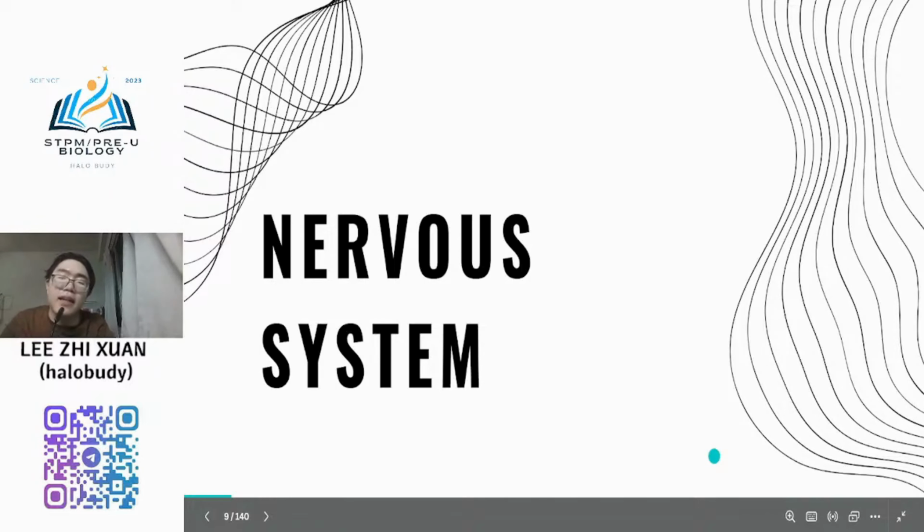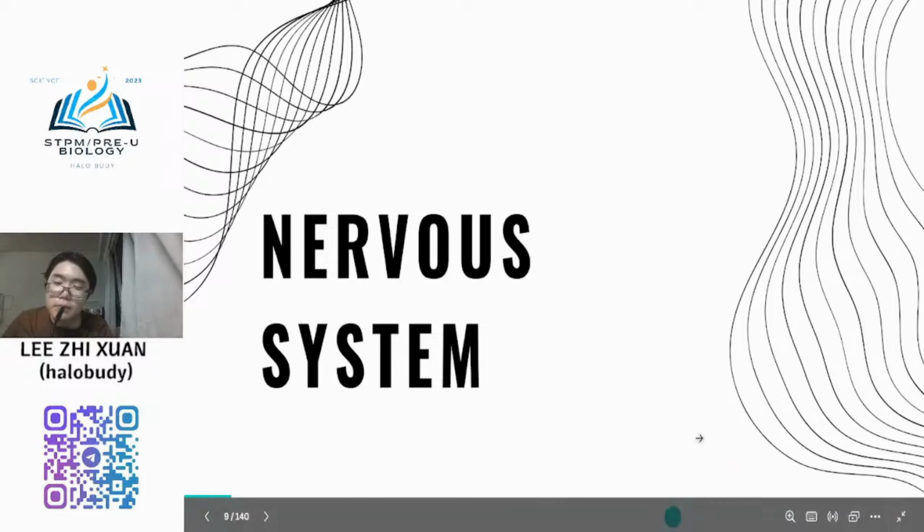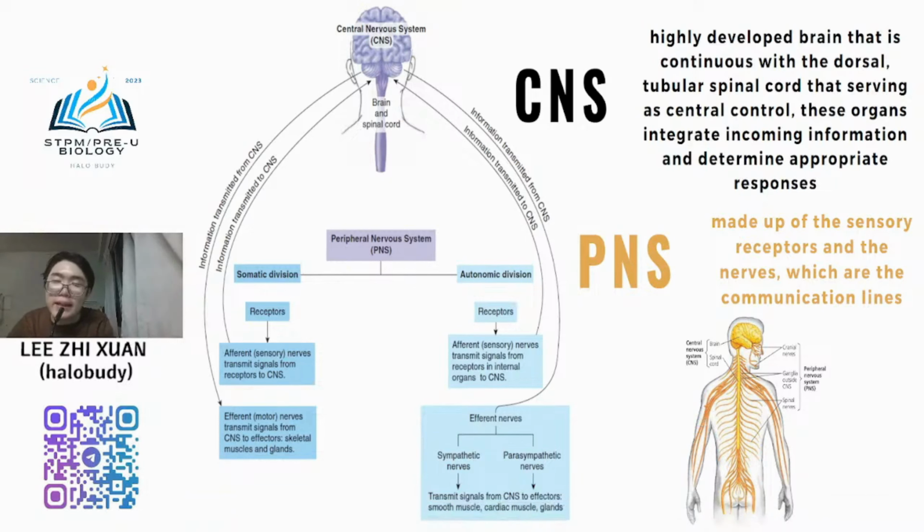Okay. Now we go to the basic nervous system in the human. So what is the nervous system that we found in the human? Normally in human there are two main types of the nervous system that you need to know: central nervous system and also peripheral nervous system. There are two main types of nervous system.